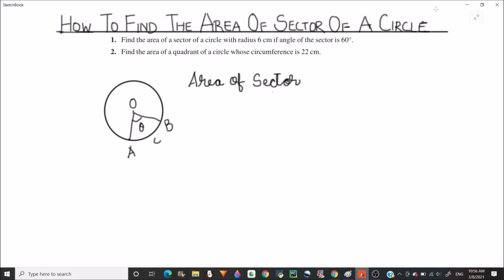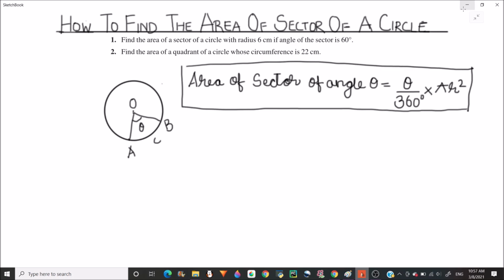The formula for area of sector of angle theta is equal to theta over 360 times the area of the circle, which is pi r square. So this is the formula we are going to use to find the area of sector of angle theta of a circle with center O.